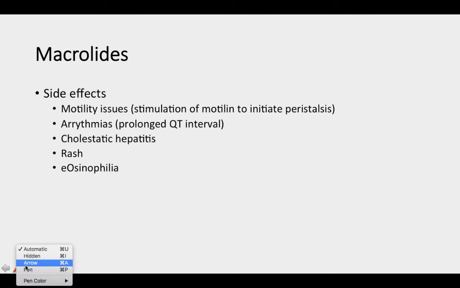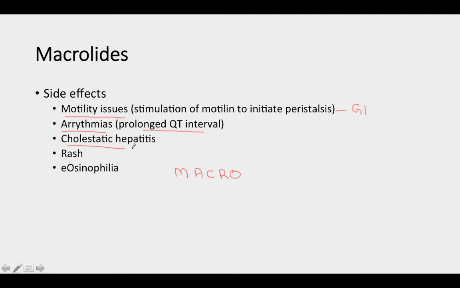Now, the side effects can be covered by the mnemonic MACRO. And they include motility issues because they actually stimulate endogenous motilin, and that initiates peristalsis, so it can cause a bad GI upset. Can cause arrhythmias, particularly a prolonged QT interval, cholestatic hepatitis, rash, and eosinophilia. Right? So that's a good mnemonic to remember the side effects of macrolides.